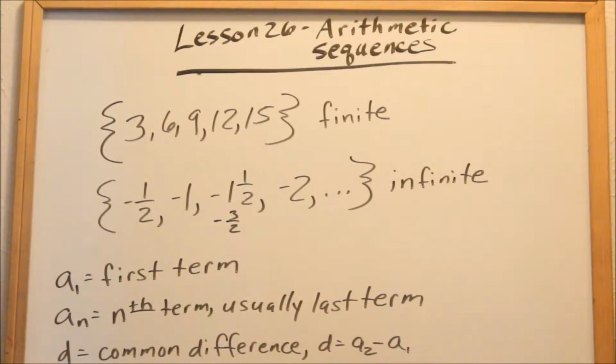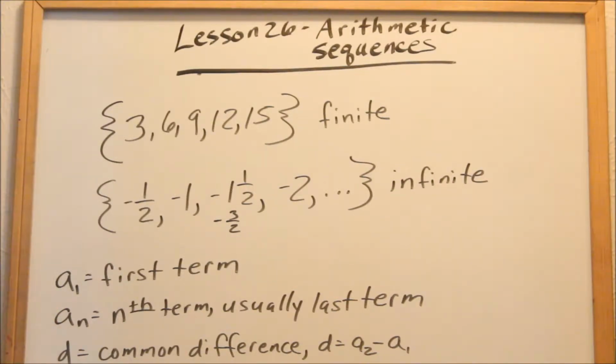So when you're adding to get to the next number, you can be adding a negative number or a positive number. It could be a whole integer. It could be a fraction. Could be a decimal. But you're adding the same thing every time. Arithmetic means you're adding to get to the next number.